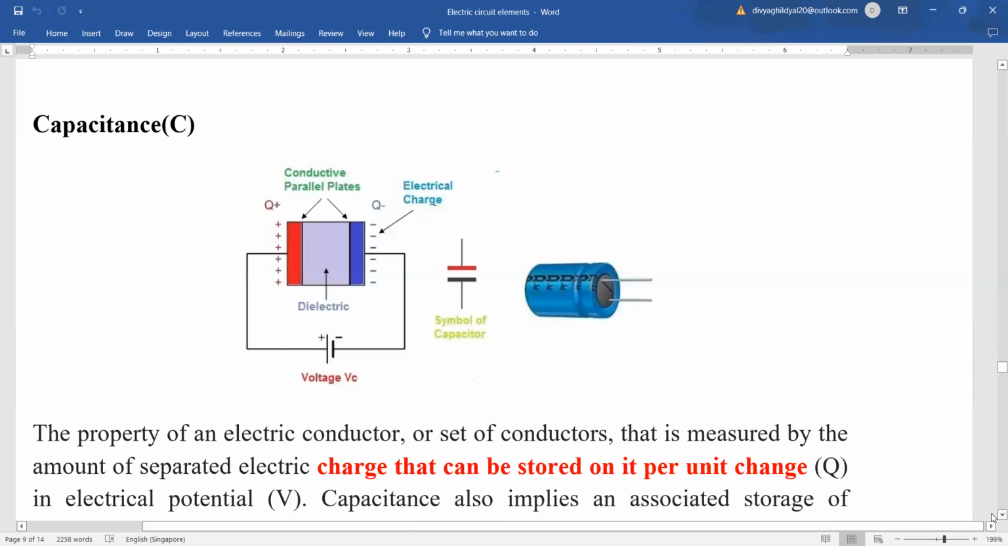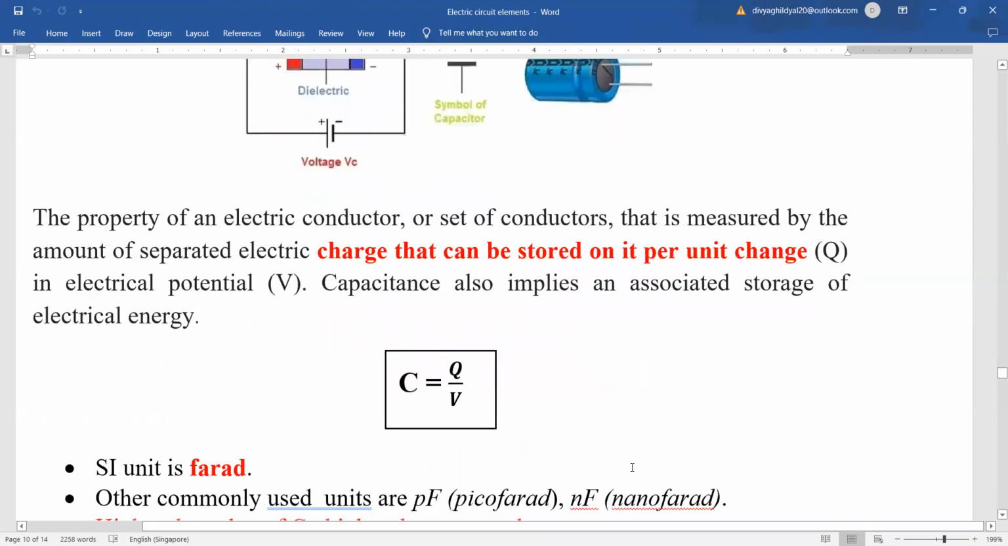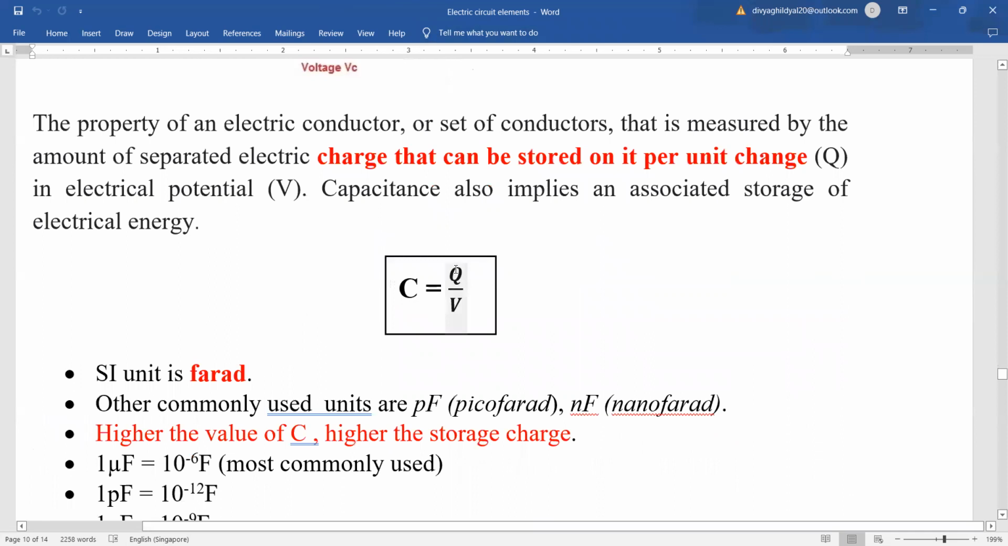Capacitance. A capacitor, as we all know, stores charge in an electric circuit. So it is measured by the amount of electric charge that can be stored in any electric circuit. The formula for capacitance is Q upon V, where Q is charge and V is the electric potential. The unit of capacitance is farad, and the most commonly used units are picofarad or microfarad.